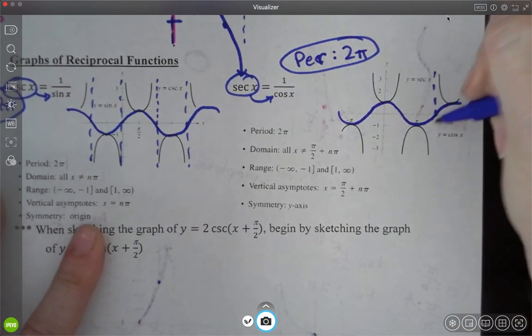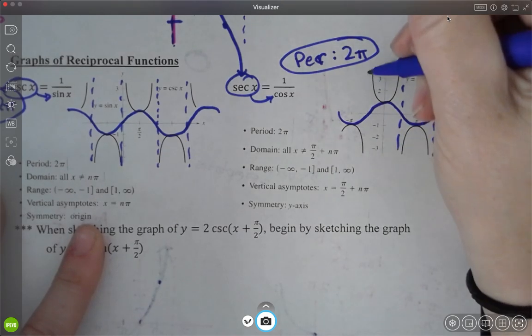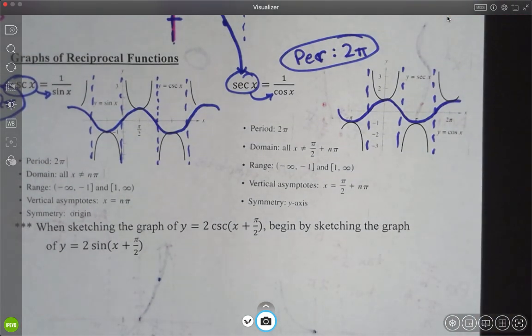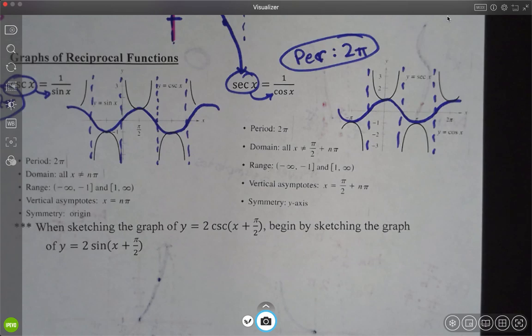And your vertical asymptotes are here, and here, and here, right? And then you just do your parabolas and your hills and valleys off of those. So, anytime you're graphing secant or cosecant, graph sine and cosine first, probably pretty lightly, and then just do your hills and valleys off of those. That's what cosecant looks like, okay?